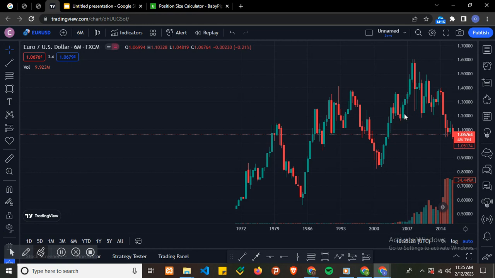We still have our support and resistance on the 6 month time frame. Let's mark them out. Let's see what's happening. Is it my network or what?